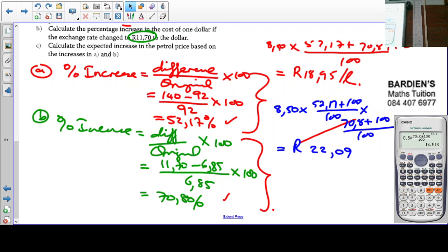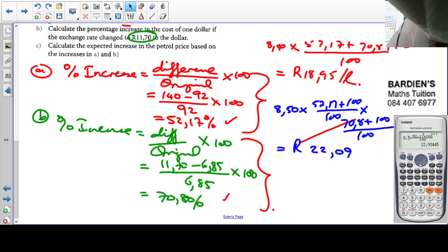However, if the rand to dollar exchange rate remained the same and the cost per barrel increased by 52.17%, then it would have cost us 12 rand and 93 cents per liter. So the previous one was 14.51 or 52, and this is 12.93.